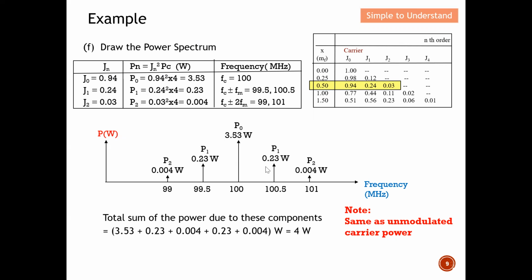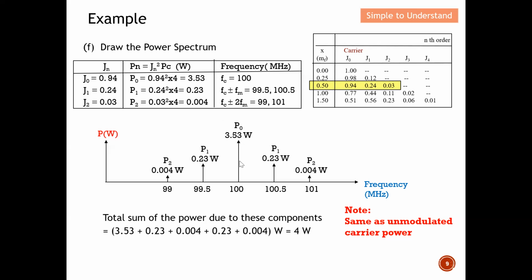For the second term, it is 0.24 squared multiplied by the total power, which is 4, and I obtain 0.23 watt. As for the third significant coefficient from the Bessel function table, I can also compute the power, which is 0.03 squared multiplied by the total power, which results in 0.004.